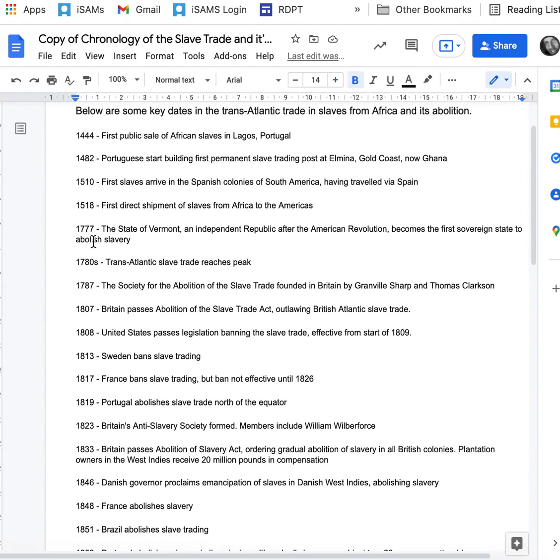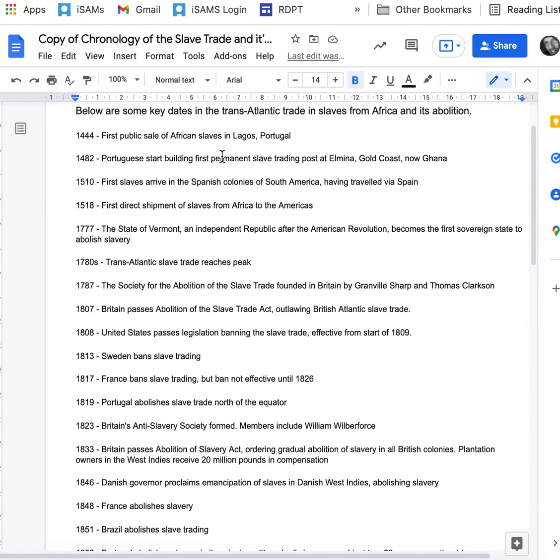And you will see from this timeline that our story begins in the year 1444, which was before 1492 when Christopher Columbus discovered the Americas or the Caribbean. So we start our story there with the practice of African people being enslaved by the Portuguese, who were obviously transporting enslaved peoples to Portugal to sell.